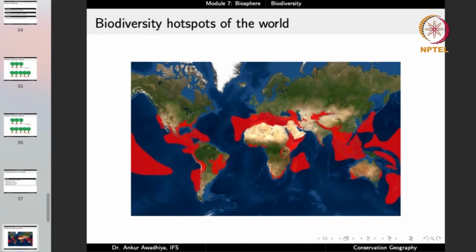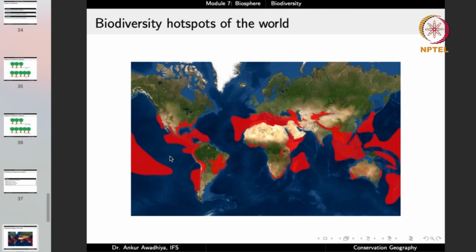So this is a map of the biodiversity hotspots of the world. Western Ghats, a biodiversity hotspot. The Himalayas, another biodiversity hotspot. Now, from the geographical point of view, we can see from this map that there are certain areas that need to be protected much more than other areas. So conservation in these geographical areas is of paramount importance.